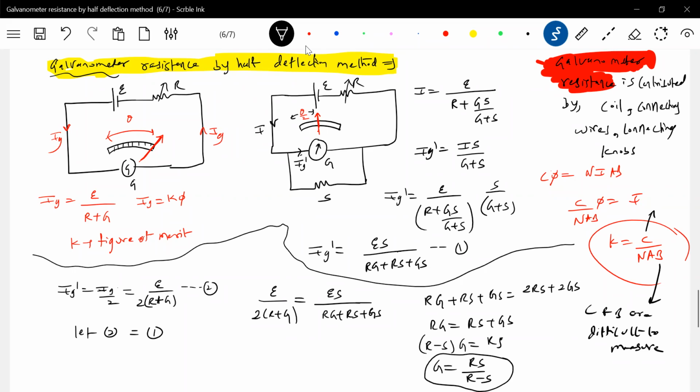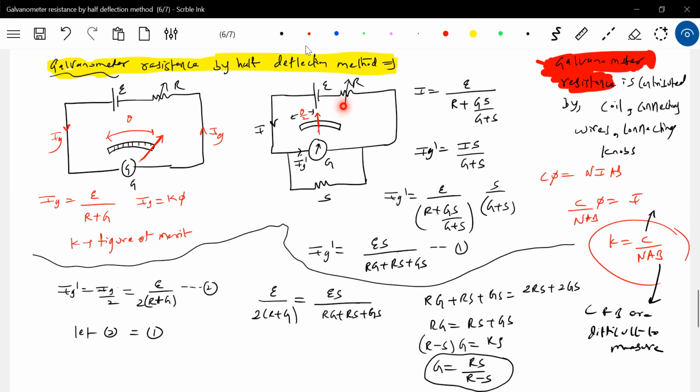What shall I do now? I'm going to adjust the value of R. I'll keep one shunt resistance. I'll adjust the value of R here. Again, I should not change the same value of R. The value of S is brought here. Here I'm going to adjust it in such a way that the galvanometer deflection will become half. Once it becomes half, I'll note down that particular value.